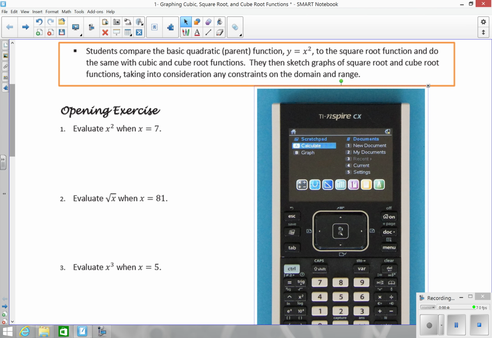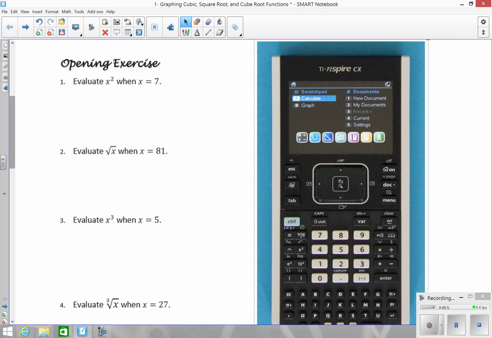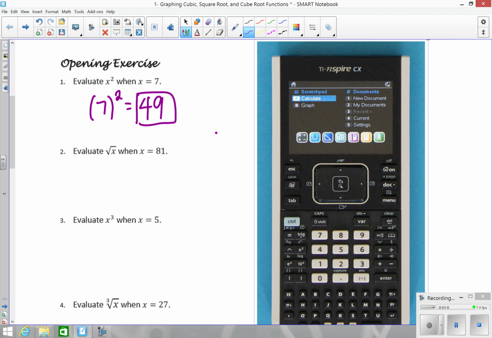Alright, so hopefully you've already completed the first 4 problems here. So basically these are just evaluation problems. So all I want to do is evaluate x squared when x equals 7. So really what that means is you just need to plug in 7 into x squared. So it's going to become 7 squared, which would give me 49. So that's your answer for that one.